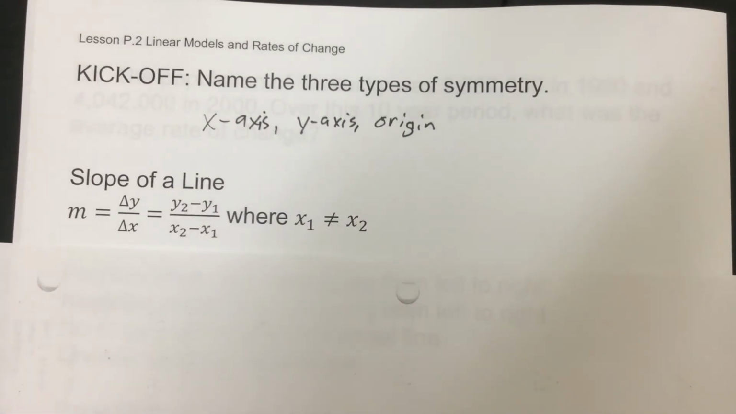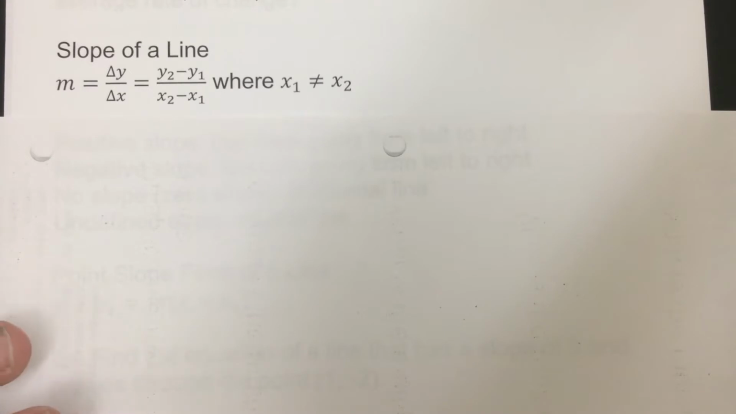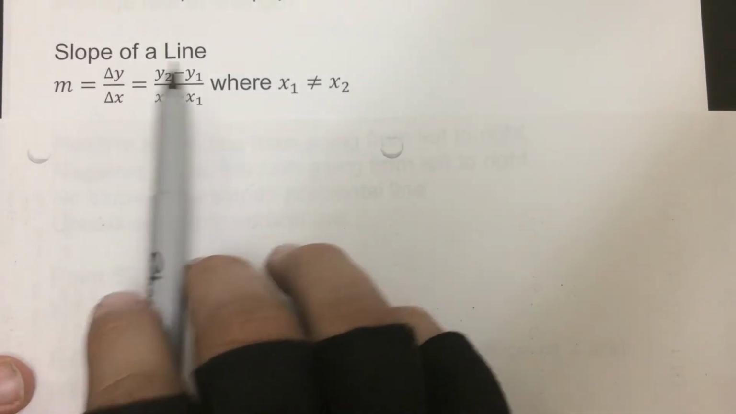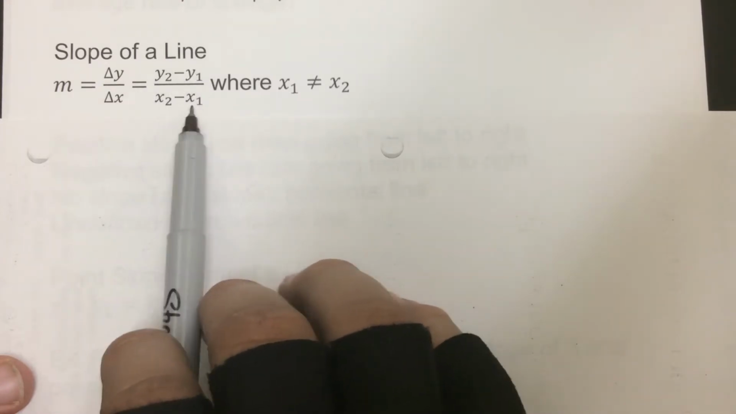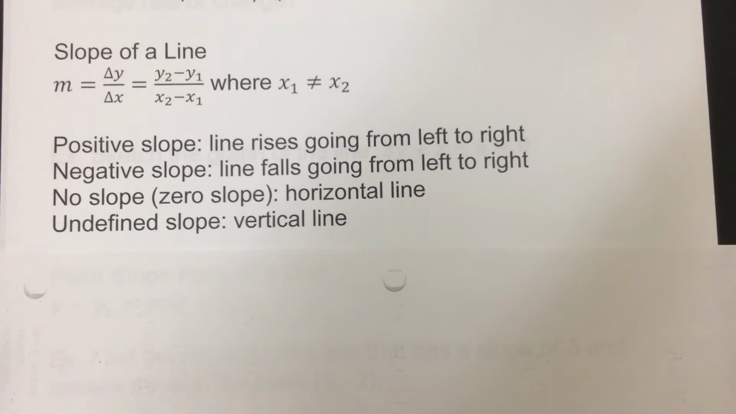So really what we're hitting here is just slopes and equations of lines. So slope really is your change in y over the change in x. So subtract your y's over your x's subtracted. That's how you get slope of the line. So positive slope is as you go from left to right, the line is going to go up. Negative, it's going to fall as you go from left to the right. No slope, think of that as zero slope. That's when we have a horizontal line. And undefined slope is when we get the vertical line.